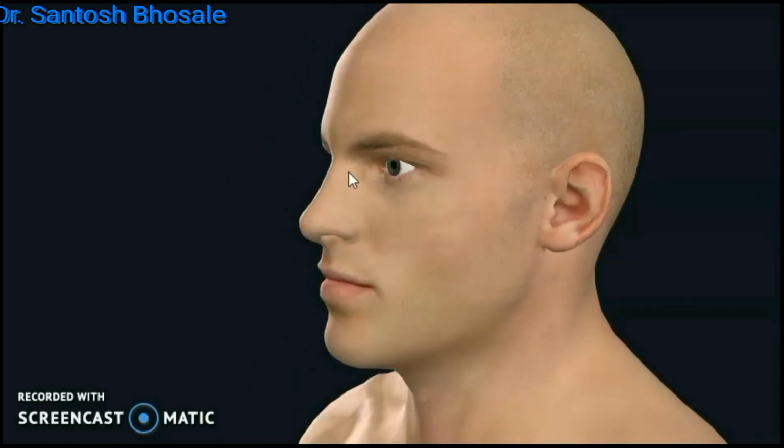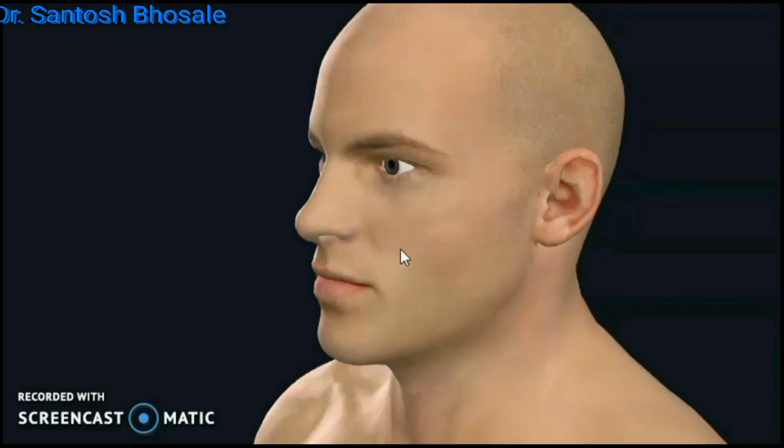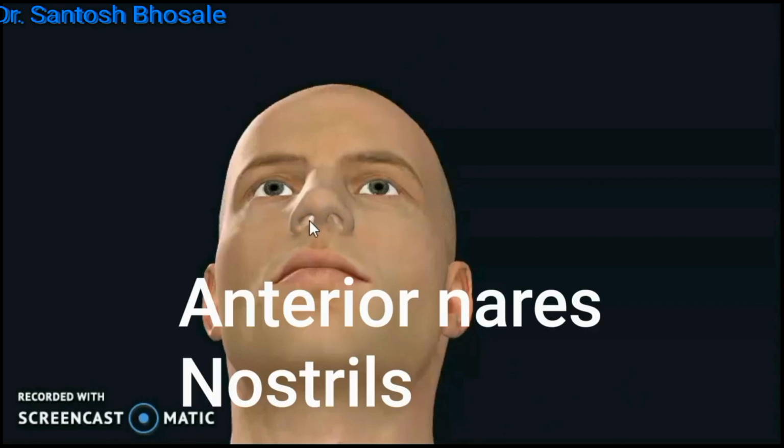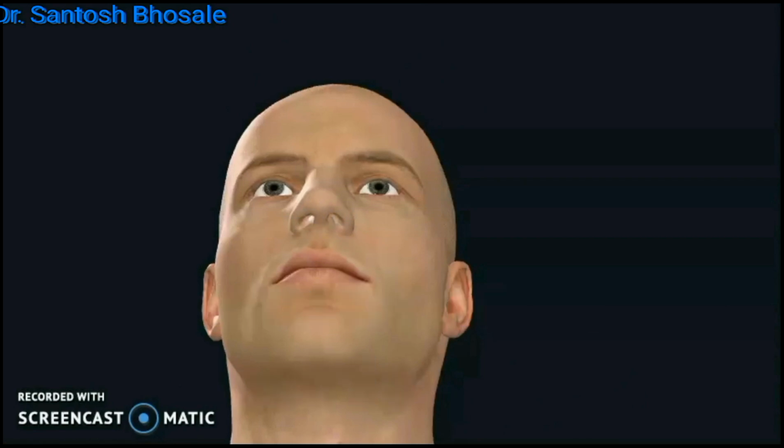And on the side view, if you observe here, you will see the parts of the external nose: the root, the tip, the bridge, the apex or tip, the columella, you can see, and that is the ala. On the inferior side you will see the nostrils or anterior nares, which communicate the nasal cavity with the external environment. You can see the columella there between the two nostrils.